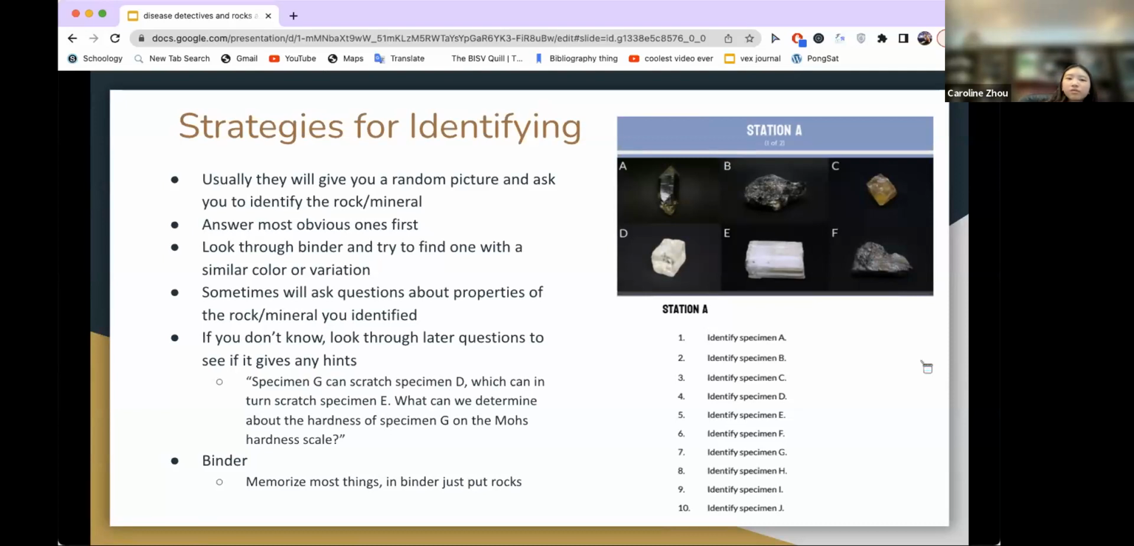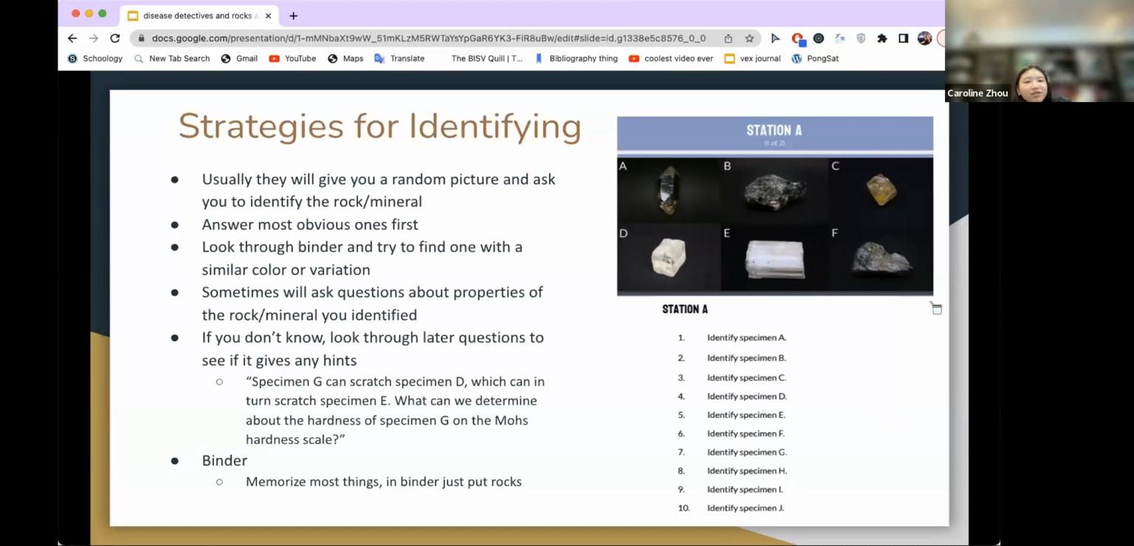And sometimes they will ask you questions about properties of the rock or mineral that you identify. But because you don't have to identify the rock before you answer these questions, you can kind of look through them to see if it has any hints. So for example, this is from an actual test. It gives you 6 rocks. It asks you to identify all of them. But for example, say you don't know what specimen D is.